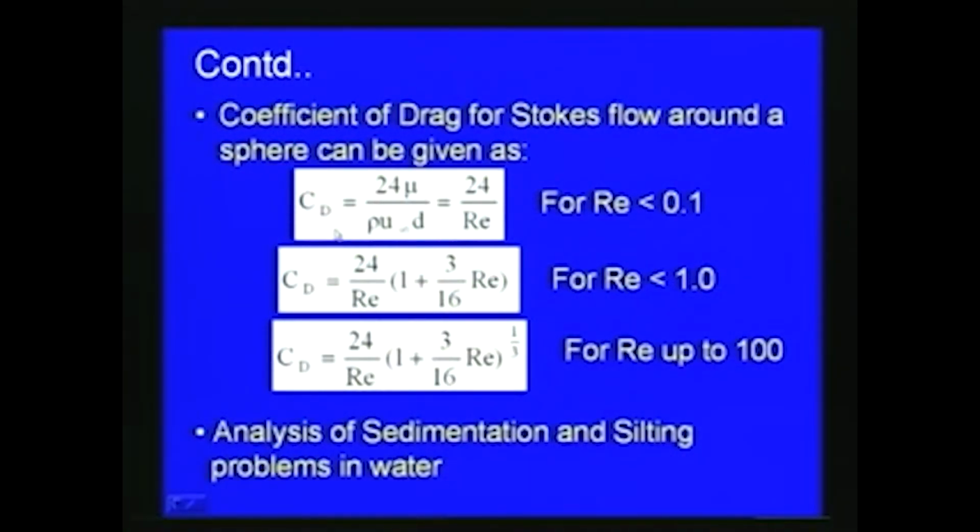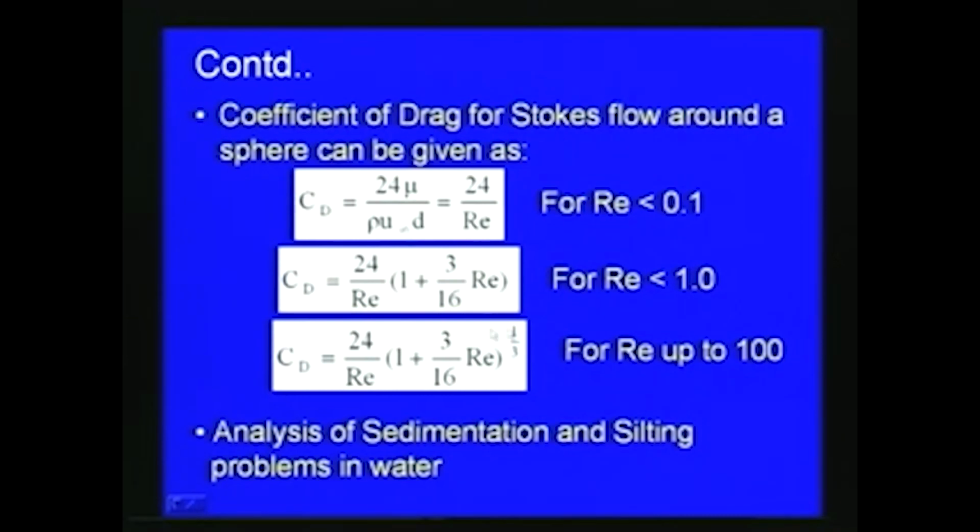And also, if we consider the Stokes flow around a sphere, then we can show that the coefficient of drag is equal to 24 mu divided by rho u infinity d, where d is the diameter of the sphere. That is equal to 24 by Re. This is valid for Reynolds number less than 0.1, and when the Reynolds number is between 0.1 and 1, we can show that the coefficient of drag will be 24 by Re into 1 plus 3 by 16 into Re, where Re is the Reynolds number which we consider.